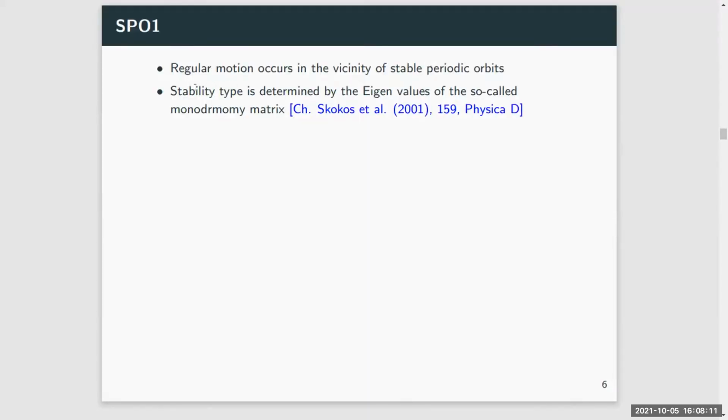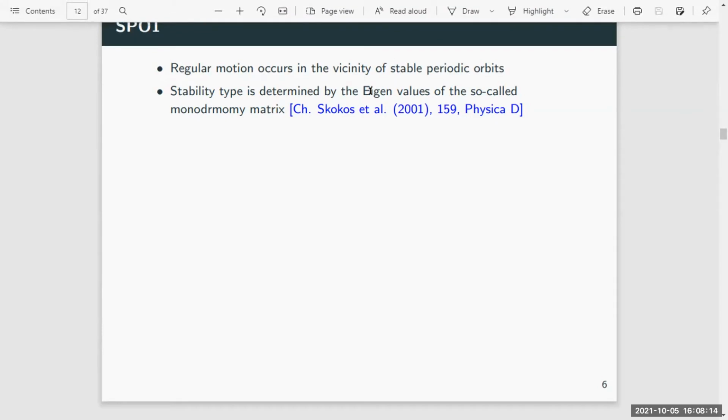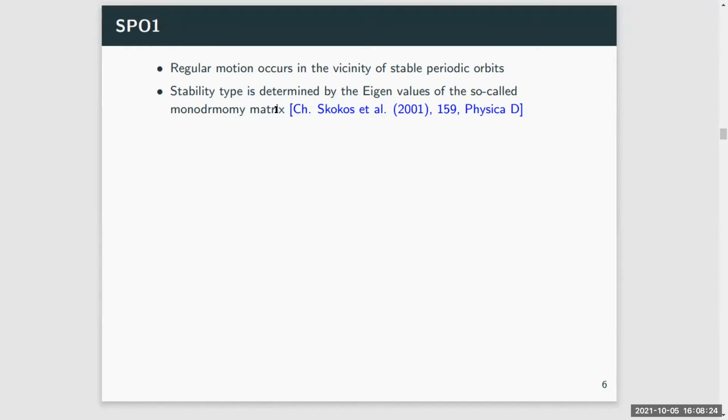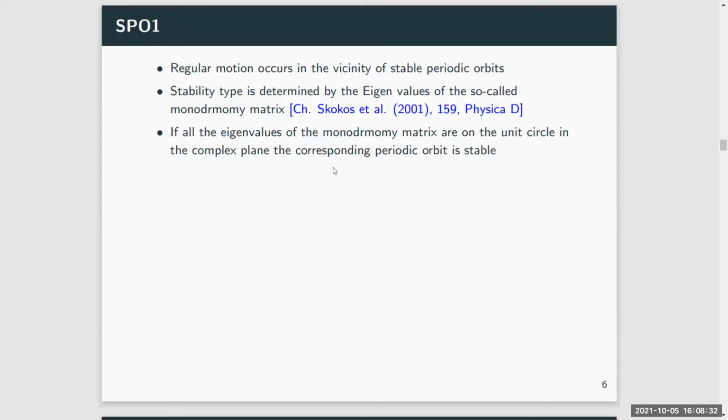We determine the stability type by the eigenvalues of the so-called monodromy matrix. This matrix is obtained from the solution of variational equations of periodic orbits for one period T. Further details can be found in this reference. Now, if all the eigenvalues of this monodromy matrix are on the unit circle in the complex plane, the corresponding periodic orbit will be stable. Otherwise, we will have unstable periodic orbits.